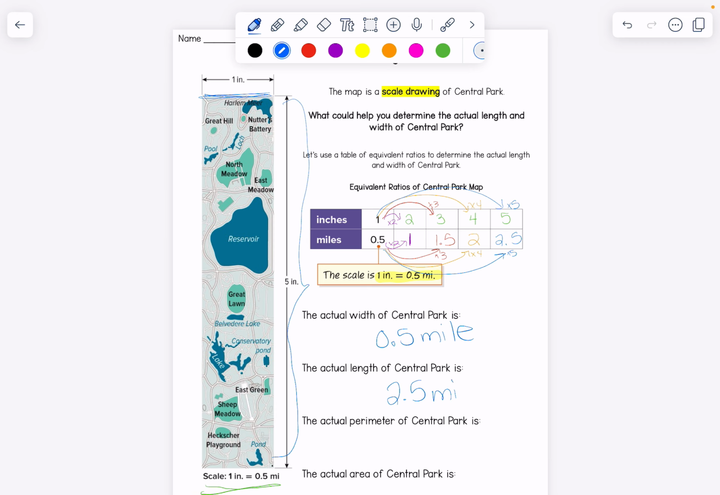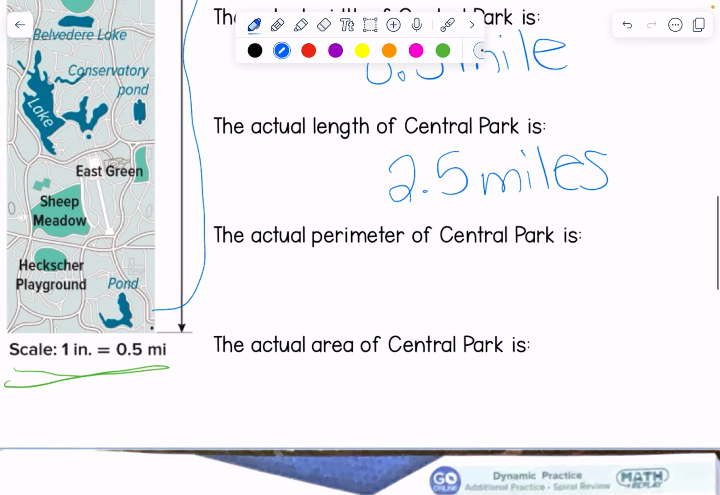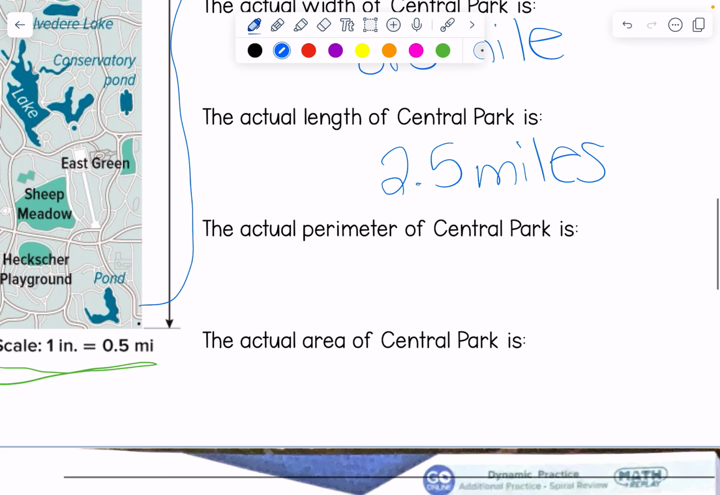Now, for these next two, we're going to be recalling some other information. To figure out perimeter, perimeter is the distance around an object. So that's some important vocabulary: distance around an object.